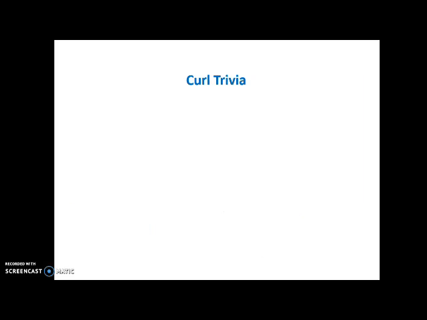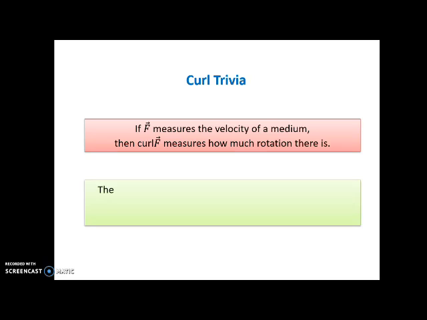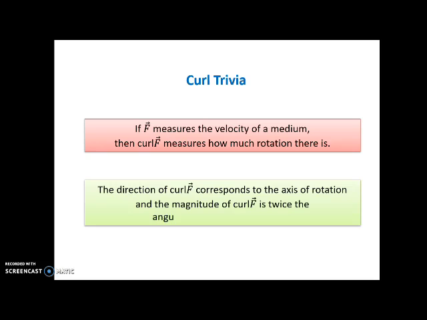All right, some curl trivia. If F measures the velocity of a medium, then curl F measures how much rotation there is in that medium. The direction of curl F corresponds to the axis of rotation, and the magnitude of curl F is twice the angular velocity of the medium. Now, we don't really deal with this in the calculus, but you'll run across things like this in physics.